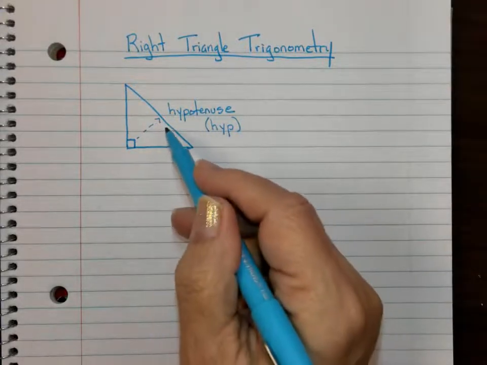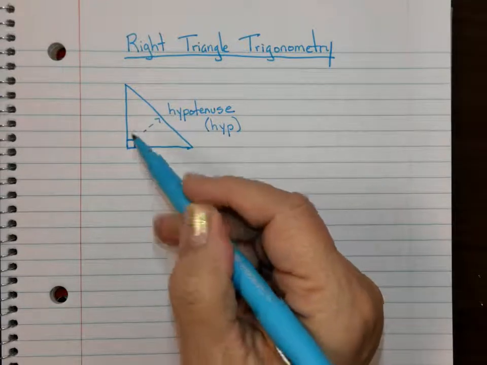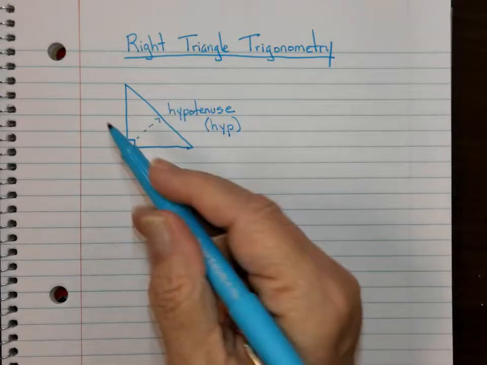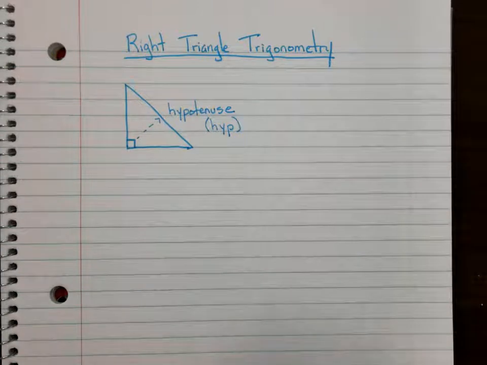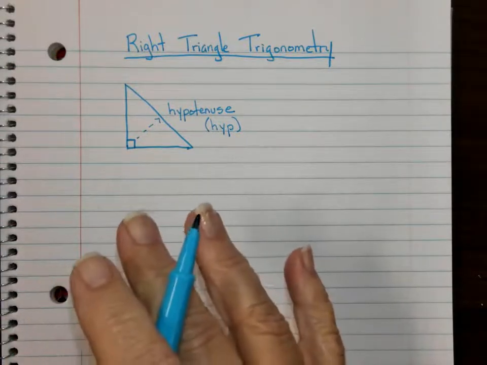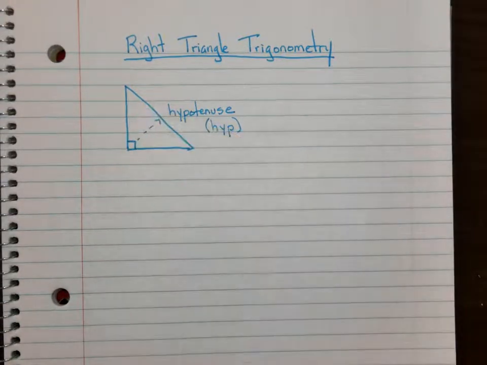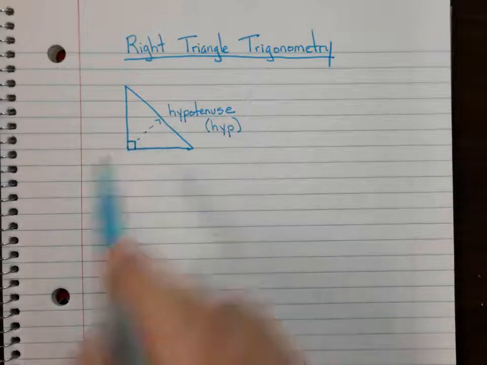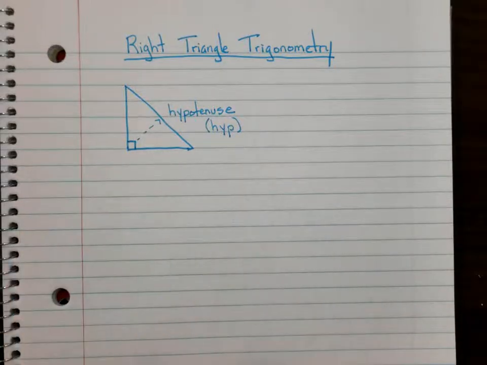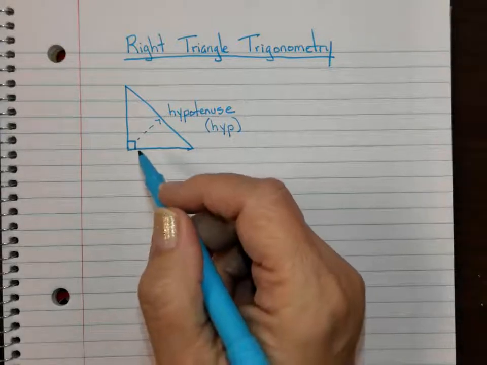And we know that we can use the Pythagorean theorem. If we have any two of these sides, we can use the Pythagorean theorem to find the third side. But we also want to be able to calculate angle measurements. We know this angle is 90 degrees, but what about the other angles? So there are ratios that exist in a right triangle.